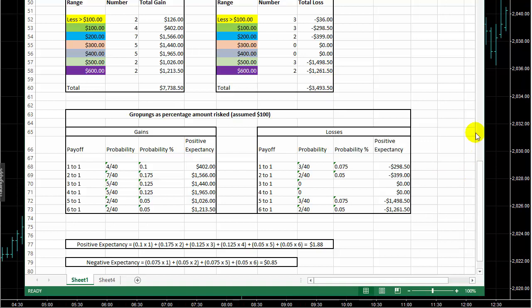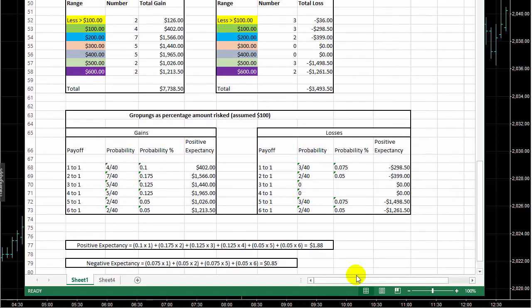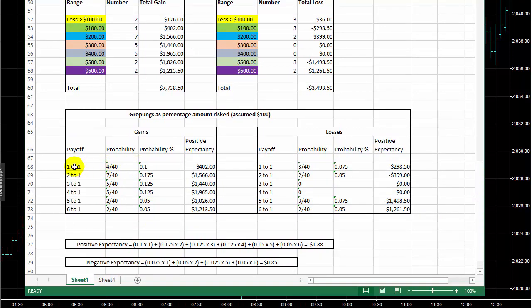Here we go, right? Now I'm going to calculate my expectancy. As we explained earlier, you know what the formula for expectancy is. We're going to figure out the positive expectancy, then a negative expectancy, and then subtract the negative from the positive. Okay, here's the positive expectancy. We take 0.1 times 1, the payoff, plus 17.5% times 2, plus 12.5% times 3, plus 12.5% times 4, plus 5% times 5, plus 5% times 6. You add them all together, our positive expectancy is $1.88.